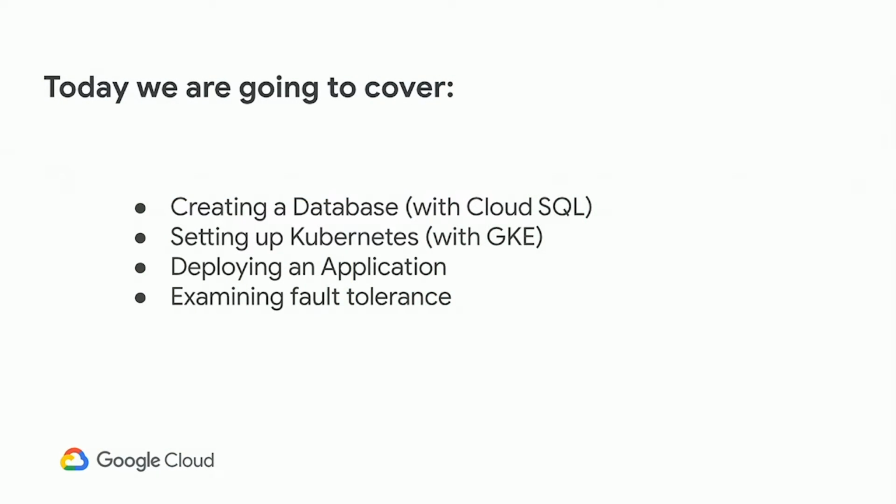So today we're going to talk about creating a database with Cloud SQL. That's going to be our first step: we're going to launch Cloud SQL. Then we're going to move on to setting up Kubernetes. We're going to be using GKE to launch our cluster. And then finally, we're going to deploy an application on that, and we're going to examine the fault tolerance of the application. So we're going to take a look at what makes it resilient, a couple of ways it can crash, and how we can get it back up as quickly as possible.